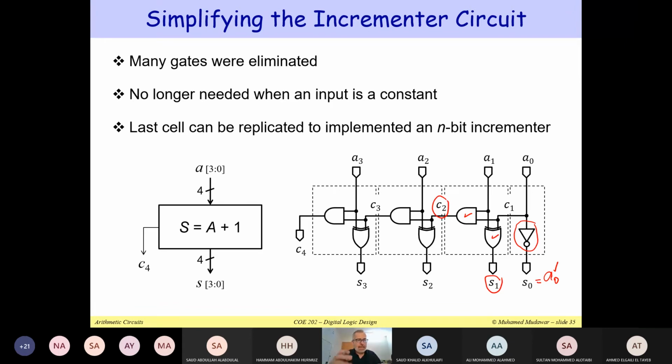So now my full adder became a half adder. So this is a half adder. This is a second half adder. And this is a third half adder. So the half adder consists of XOR gate and an AND gate. And I can design now my incrementer using these 3 half adders. That's it. So now this is actually the symbol of my incrementer. The sum is equal to A plus 1. My input consists of 4 bits, which is A3 down to 0. My sum consists of 4 bits, S3 down to 0, but I can also use C4 because we might also produce an output carry.